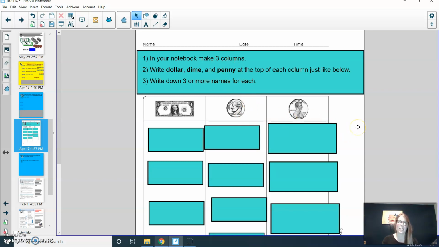Now for each of these columns, I want you to think about 3 or more names for each. For an example, when I see the dollar, maybe I want to think about how many dimes are in a dollar. When I think of the dime, maybe I want to think about how many nickels are in a dime. When I think of a penny, maybe I want to write that in dollar cent notation. Please pause the video and then hit play to reveal my answers.